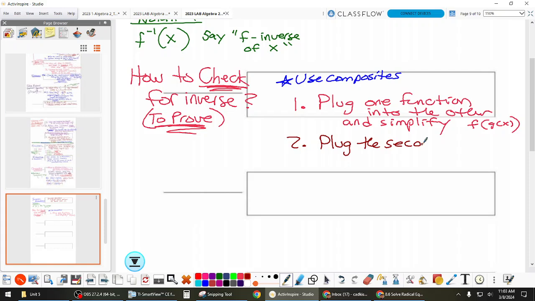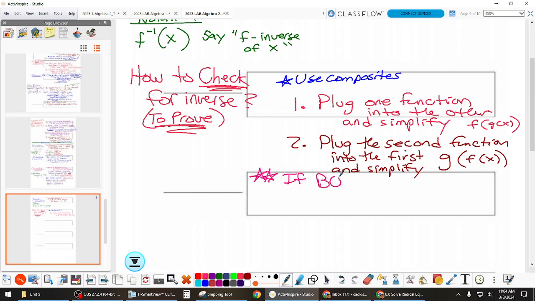And then plug the second function into the first. So basically just reverse the process of g of f of x and simplify. So you're going to create two composites. Here's the check. This is the big idea.